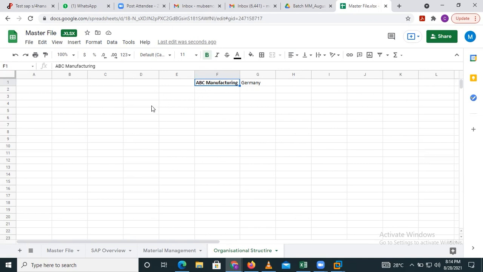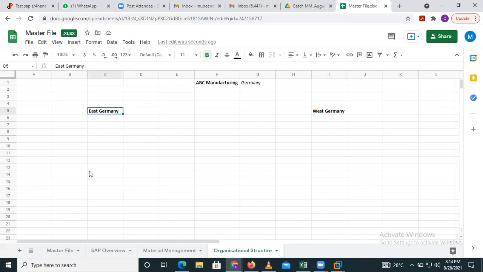Now ABC Manufacturing has two units. One is in East Germany, another is in West Germany. ABC Manufacturing is having business in two locations. They want a separate balance sheet for the East Germany region business and the West Germany region business.